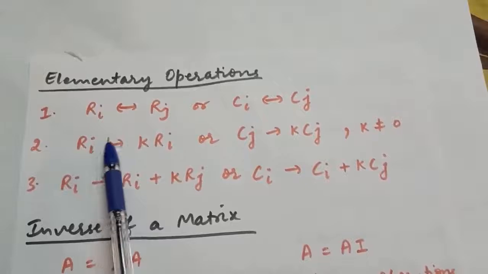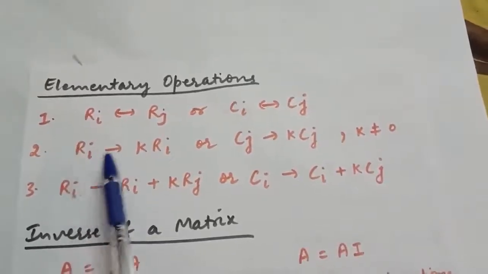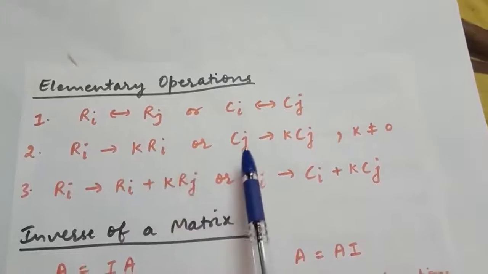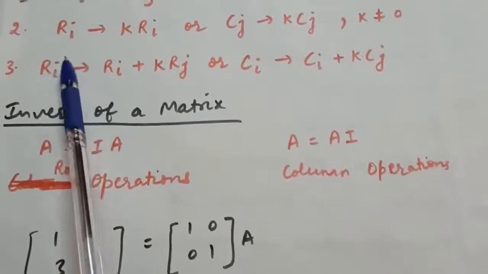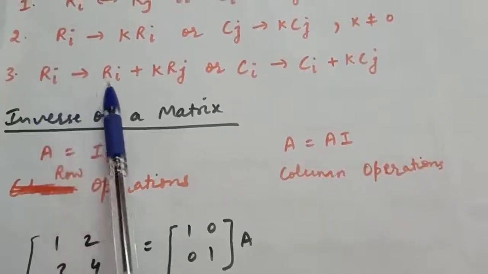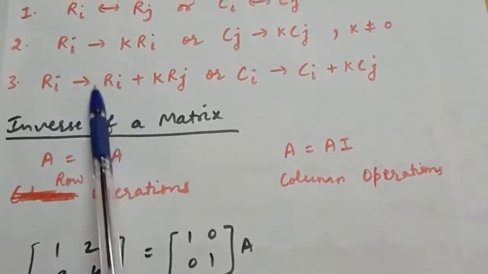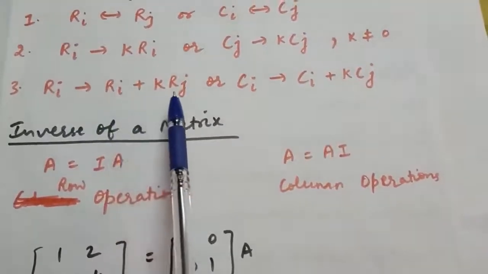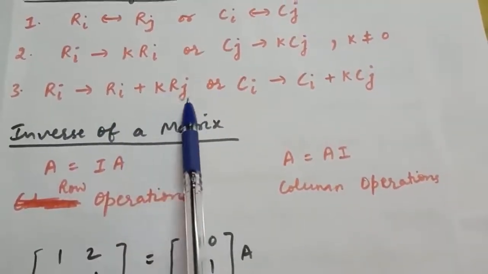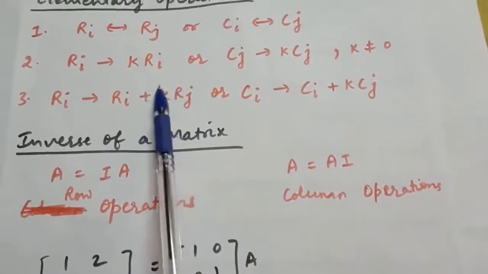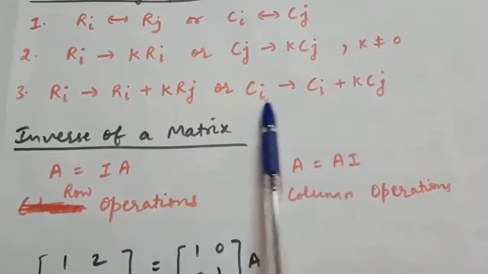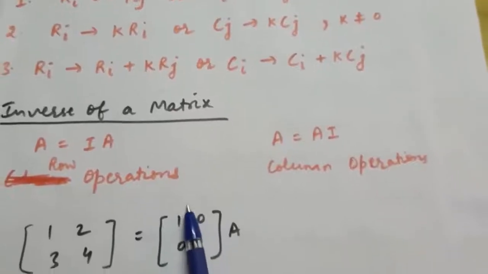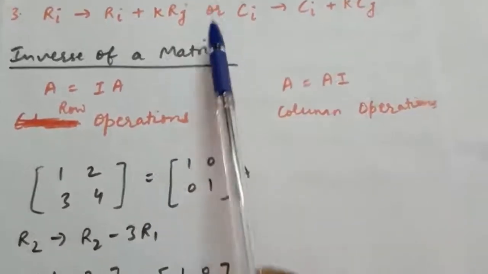Second elementary operation is that we can multiply the row with any non-zero scalar, or similarly any column with any non-zero scalar, right? Now third is that you can also change the ith row by adding to the corresponding elements of the ith row the corresponding elements of the jth row, after first multiplying those elements with any non-zero scalar, right? Similarly you can do for the column. Now to find the inverse of a matrix, we use these elementary operations.